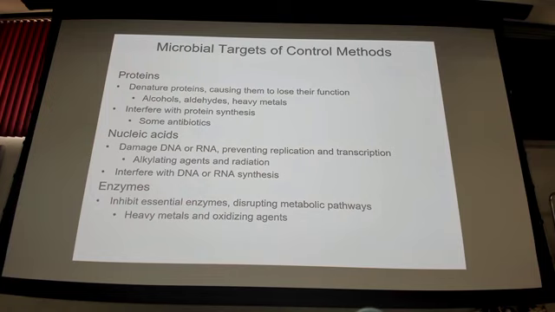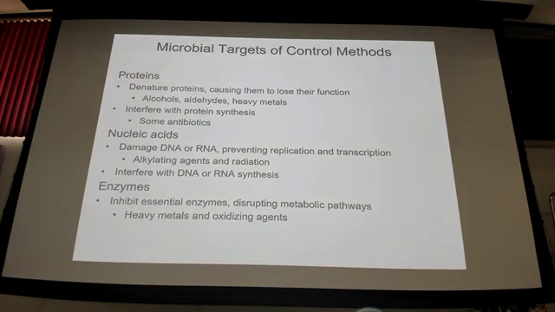And then the remaining 3 targets are all on this one slide: proteins, enzymes, which are types of proteins, and then nucleic acids. We have some disinfectants like alcohols, aldehydes, and heavy metals, which could disrupt protein function by causing them to denature, losing their tertiary structure, their quaternary structure. And some classes of antibiotics that we'll go over later today will target protein synthesis. So we're talking about the bacterial ribosome. Those target the bacterial ribosome selectively.